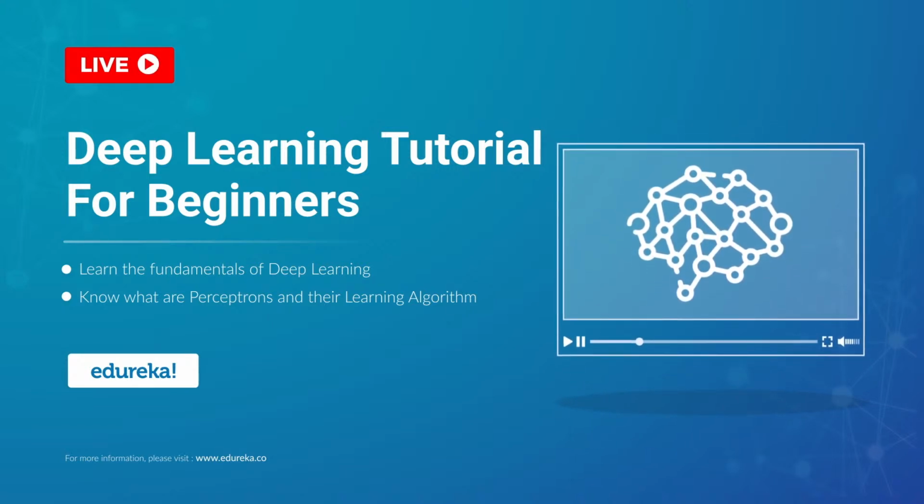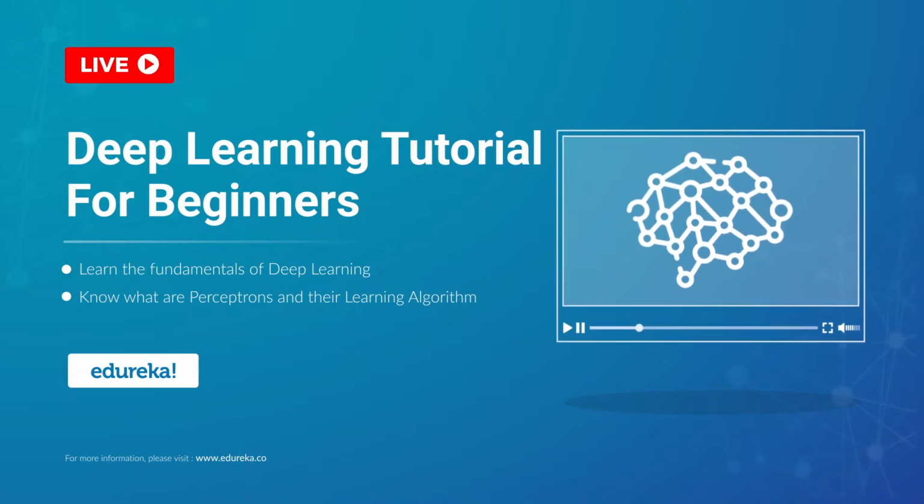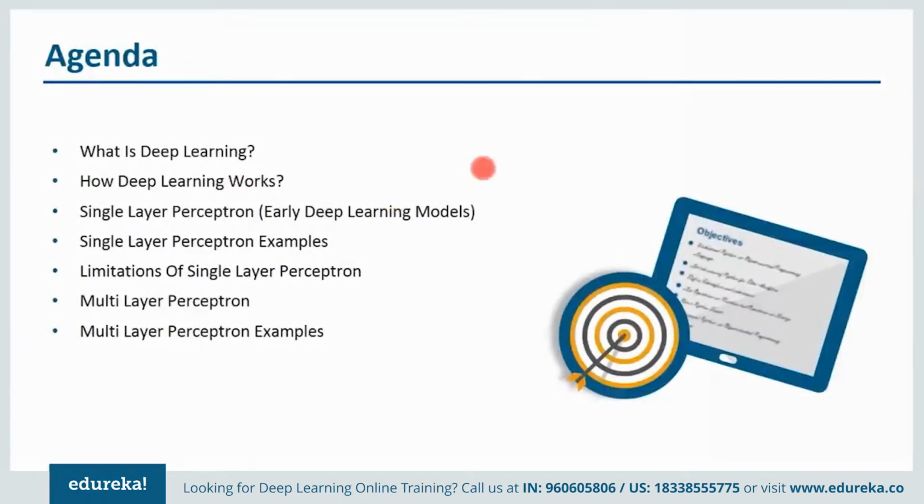So let us move forward and have a look at the agenda for today. So this is the agenda for today, guys. We'll understand what exactly is deep learning and how it works. We'll look at the motivation behind deep learning and how it actually evolved. Then we'll focus on single layer perceptron, which are nothing but the early deep learning models. We'll also look at various examples of single layer perceptron. And guys, when I talk about perceptron, these are nothing but the artificial neurons. And what are neurons? Neurons are your brain cells.